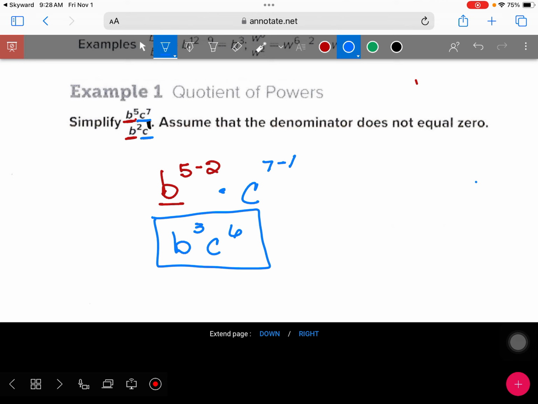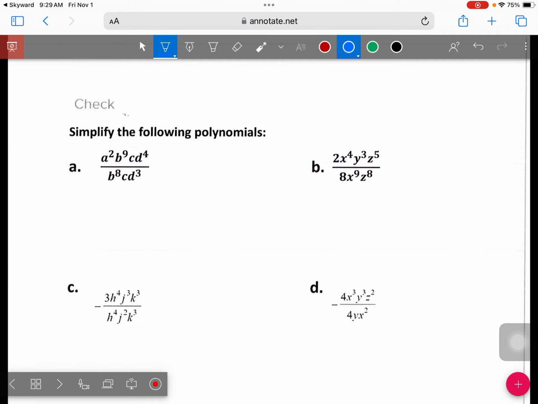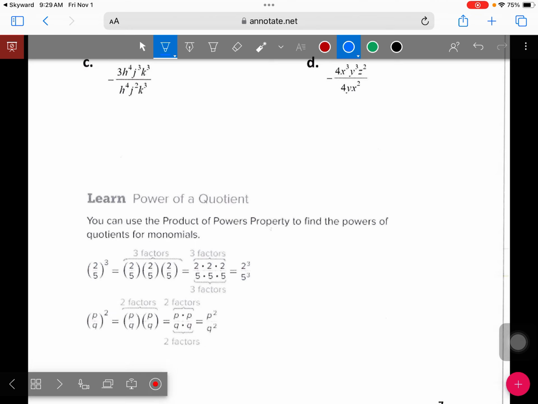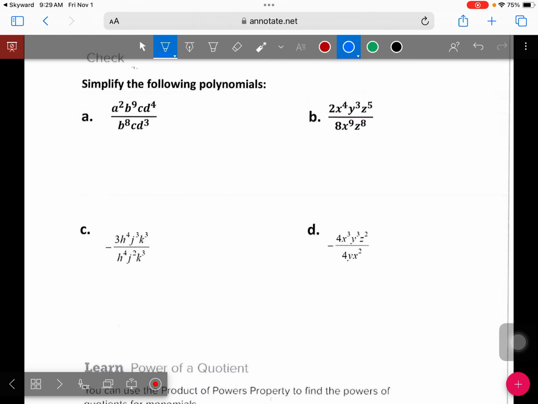So again, this is when you are dividing powers. Now, B and C next to each other up here, they are being multiplied. But if you look here at your B's, they are being divided. If it's the same base, you subtract the exponents. All right, let's do some more examples here. This is page 7.